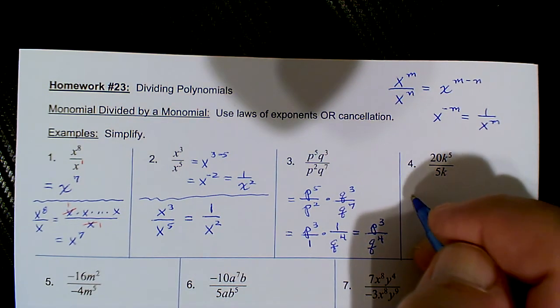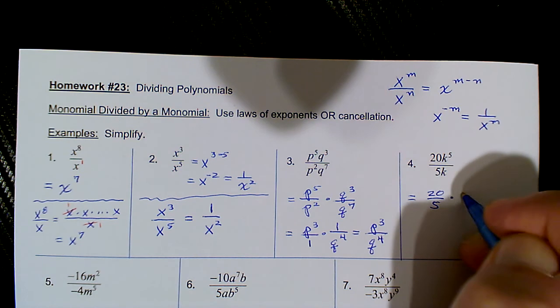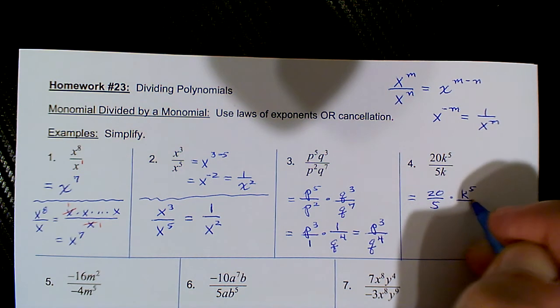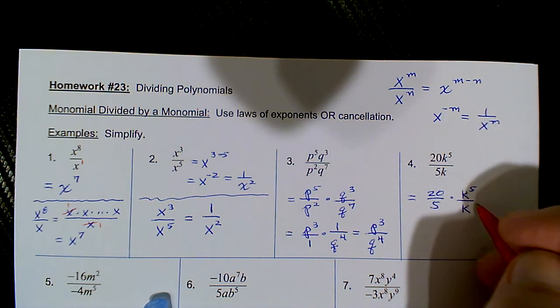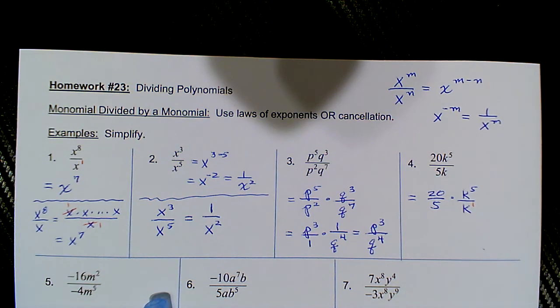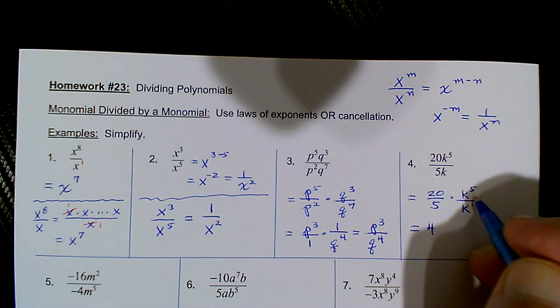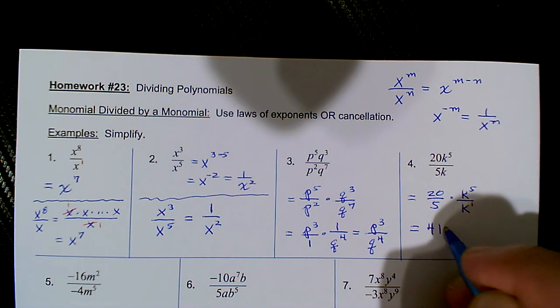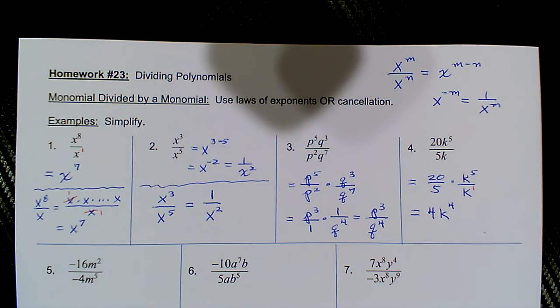When you're dealing with coefficients, just be careful. 20 over 5, maybe I'll separate them here. This is k to the 1st in the denominator. So I guess this one's simple enough. 5 goes into 20 evenly 4 times. And subtracting the exponents, or thinking about it as cancellation, left with k to the fourth.